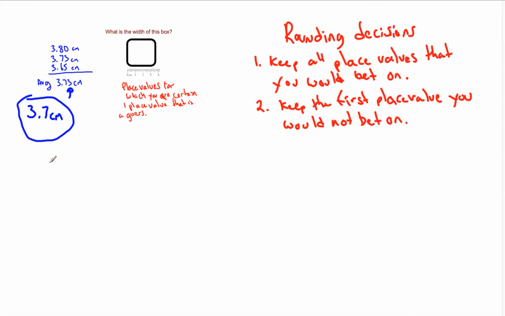That's the first example of applying what we call rounding decisions, knowing what place value to round your measurements to when the maximum capability communicates too much confidence. In the next segment of the video, we'll look at another example.